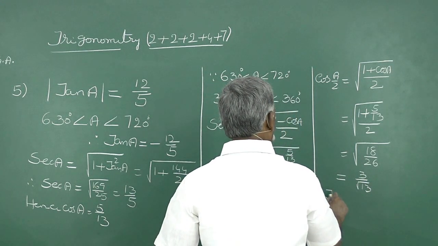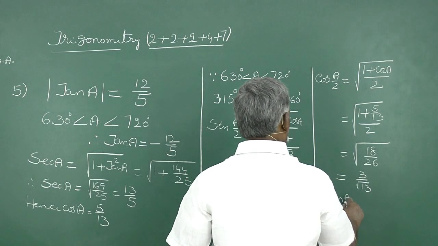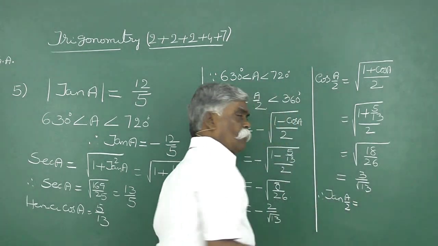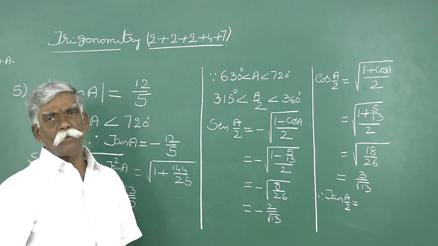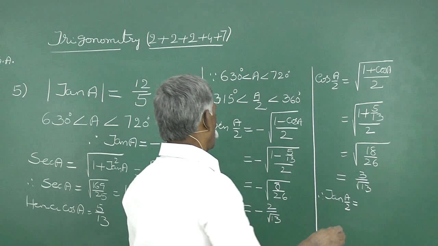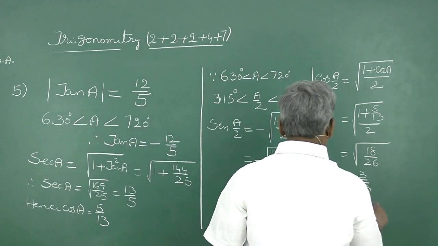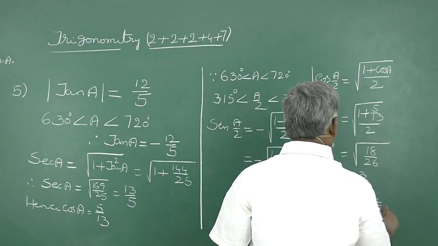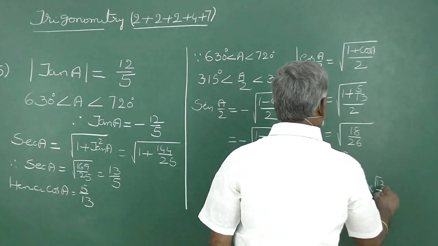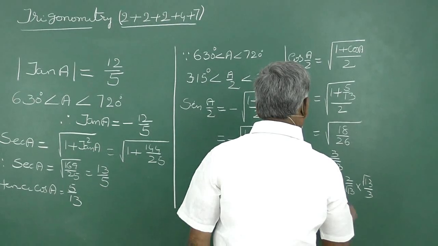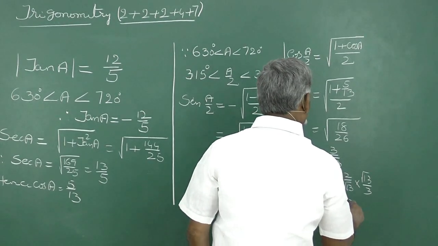Therefore tan A by 2, here we have calculated sin A by 2 and cos A by 2. Therefore tan A by 2 is nothing but minus 2 by root 13 into root 13 by 3 equal to minus 2 by 3.